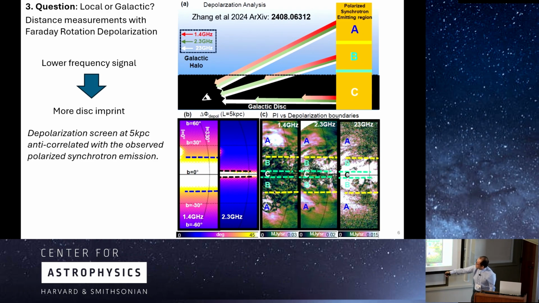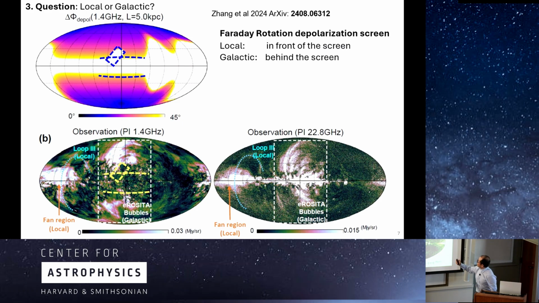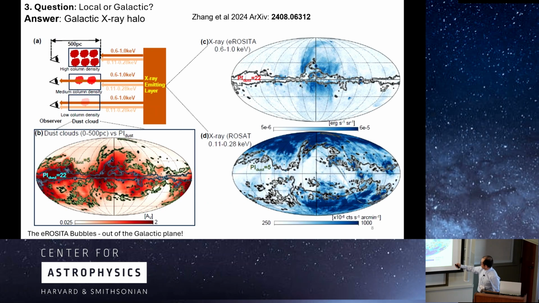So at 1.4 gigahertz, you have a Faraday screen at more than 20 degrees latitude. And at 2.3, you have a Faraday screen at 5 degrees latitude. Look, A is all bright. B, only the higher frequencies are bright. C, only the highest frequency is bright. So what happens is, those are the structures corresponding to the irreducible bubble.